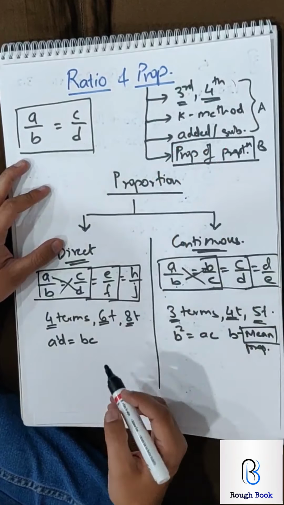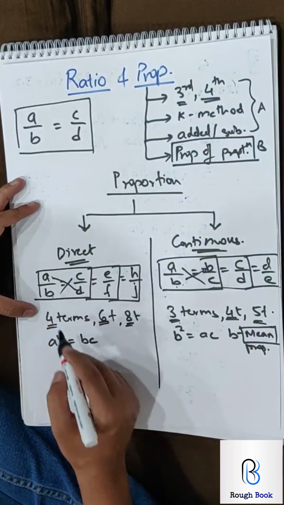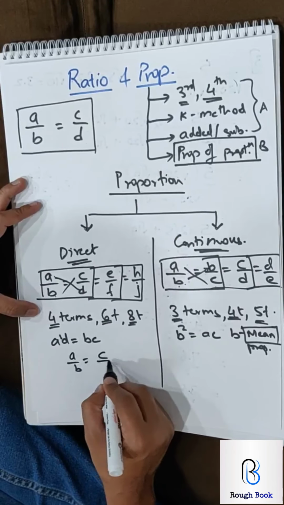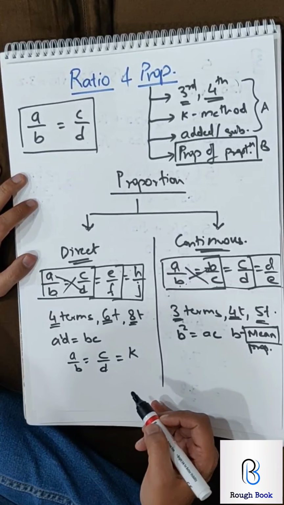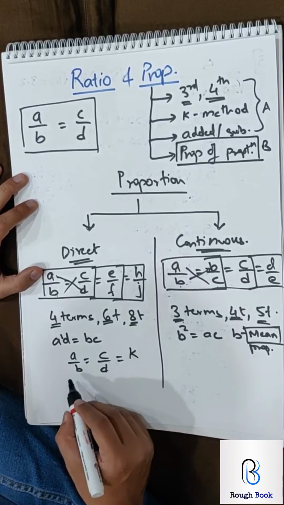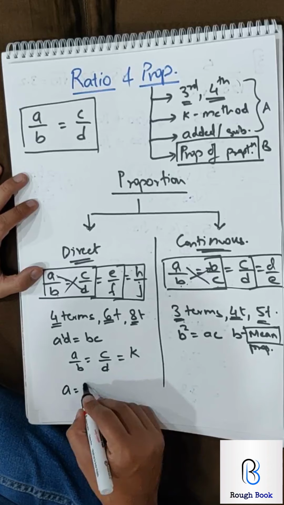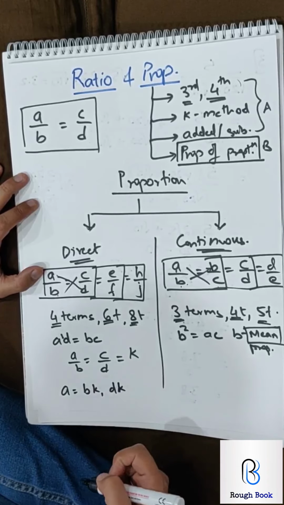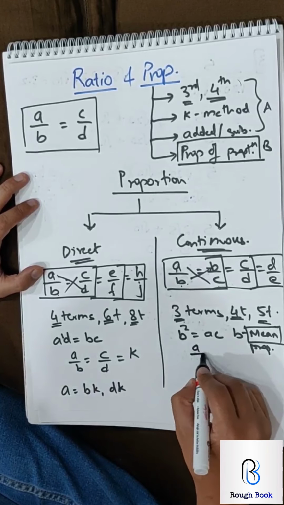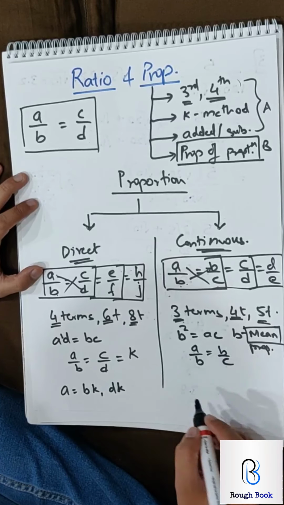The second part, K method. So here what happens is when A upon B is equal to C upon D, we will take it equal to a constant K. So when you cross multiply, A becomes B into K and C becomes D into K. So that is pretty simple. But here in continuous it becomes slightly different.